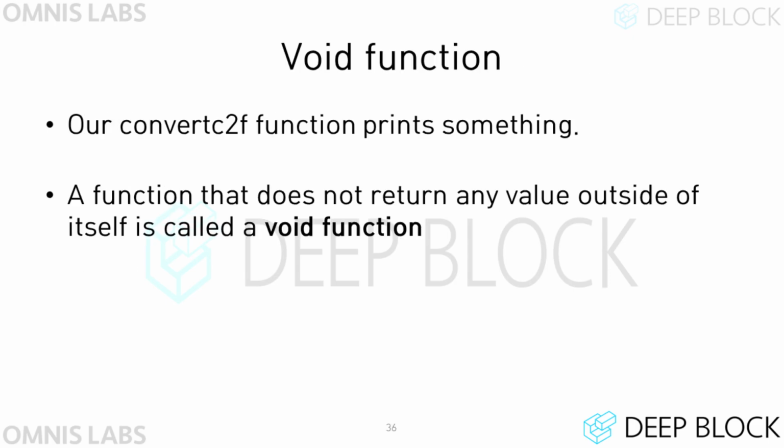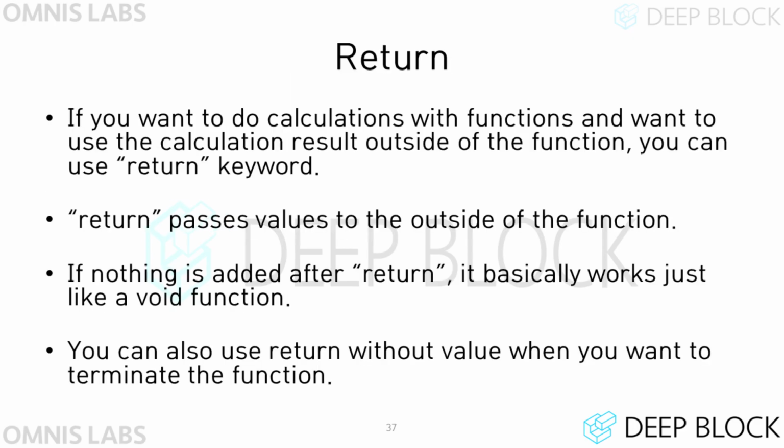The convert C to F function we wrote earlier is a function that prints something, and this function does not return anything outside the function. Functions that do not return anything are called void functions. You may be puzzled by the sudden explanation of the keyword return. First, let's talk about the keyword return.